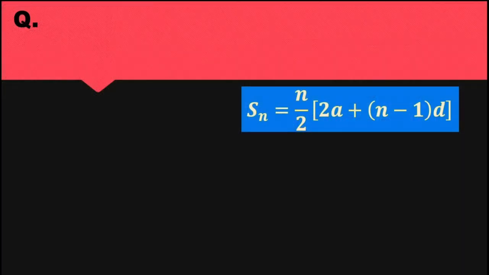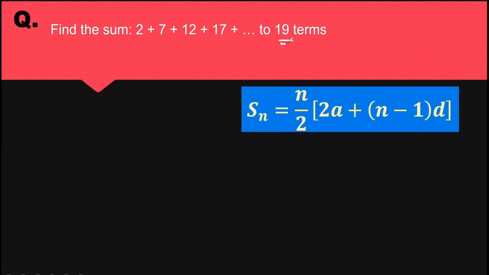Now that we have seen the formula to find the sum of first n terms of the given AP, let us solve a few questions based on this formula. The question here says, find the sum of the series which is given as 2 plus 7 plus 12 plus 17 up to 19 terms. So this AP is given where the first term is 2. The common difference is 7 minus 2, second term minus first term, that is 5. And we have to find the sum of 19 terms. That means n is equal to 19.